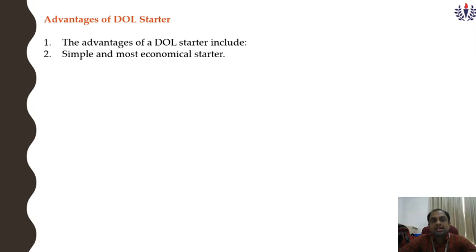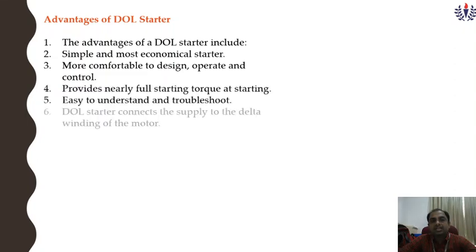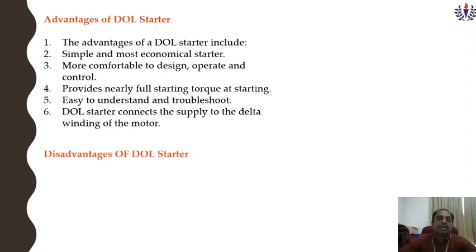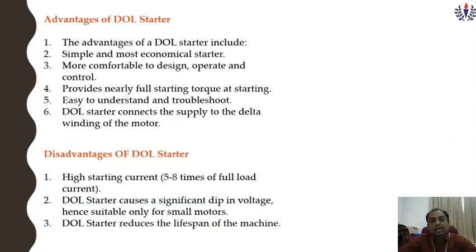Advantages: it is simple, most economical, provides nearly full starting torque at starting, and is easy to understand and troubleshoot. DOL starter connects the supply to the delta winding of the motor. Disadvantages: it has high starting current, can cause a significant dip in voltage, hence suitable only for small motors. It reduces the lifespan of the machine.